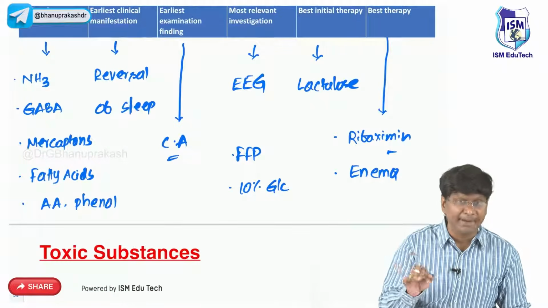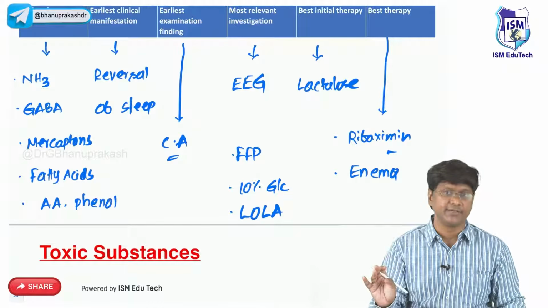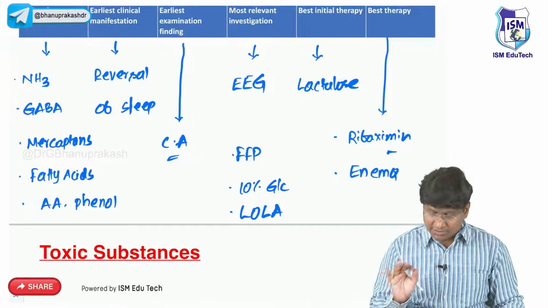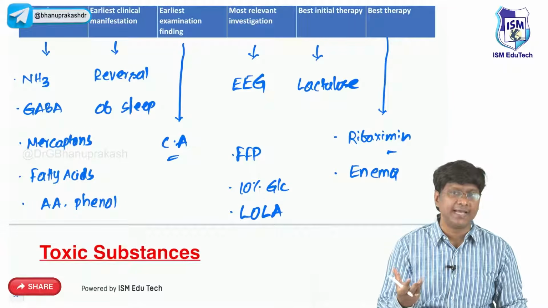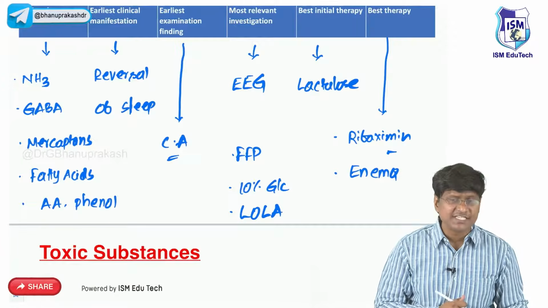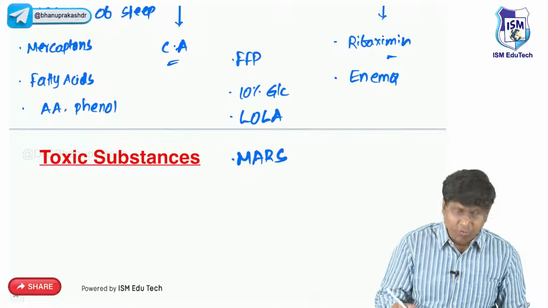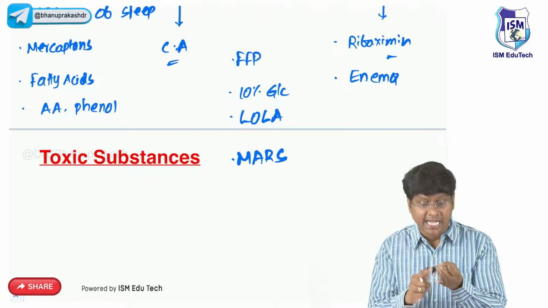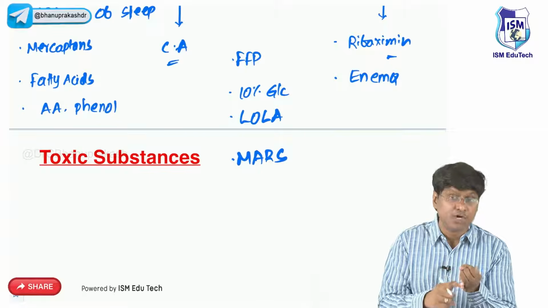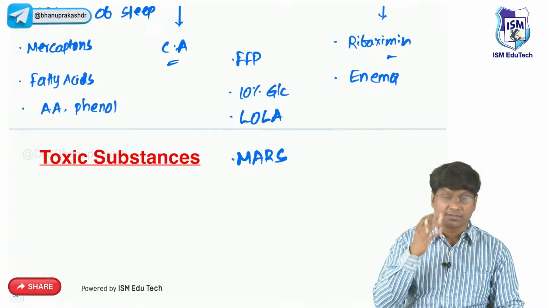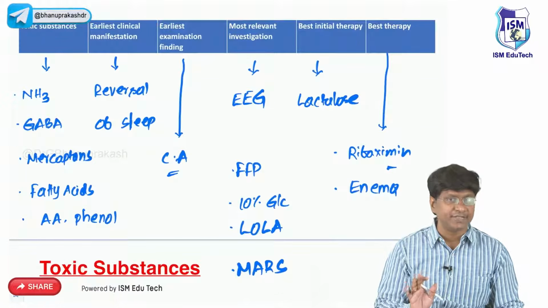And another important hepatoprotective agent is LOLA. What is this LOLA? That is L-ornithine, L-arginine, right? L-ornithine, L-arginine. So that is your LOLA, which is the hepatoprotective agent. Now we have a form of dialysis called liver dialysis. What is this particular liver dialysis? That is the MARS, M-A-R-S. What is this MARS? That is the molecular adsorbent recirculating system, right? By which you can take out the toxic substances which have been produced. So this is about the treatment in case of hepatic encephalopathy.